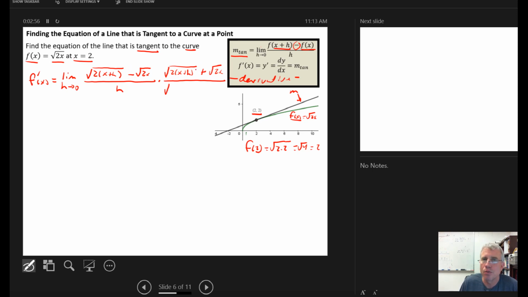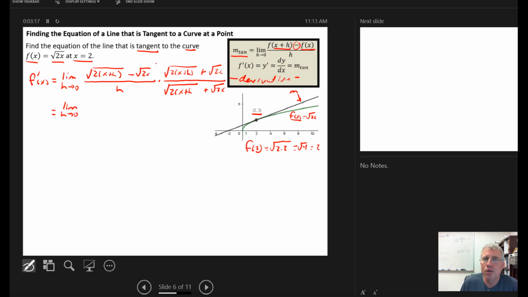And I need to multiply by 1 or I change the value of my expression. So I need to put what I have in the numerator also in the denominator so that this ratio is equal to 1. So now I'm multiplying by a funky form of 1, equals the limit as h goes to 0.